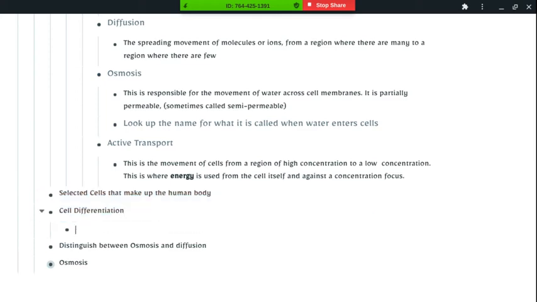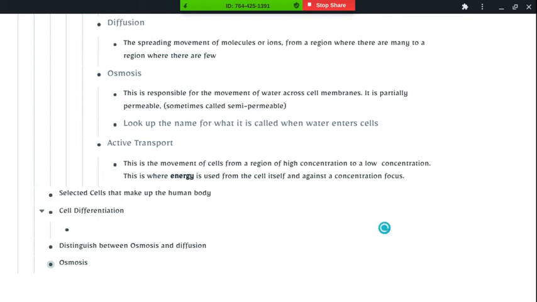Cell differentiation. What do you know about cell differentiation? Quickly. I honestly don't know anything. Okay, good. Now, I don't mean good as in good that you don't know. Good as in you're going to learn about it now.